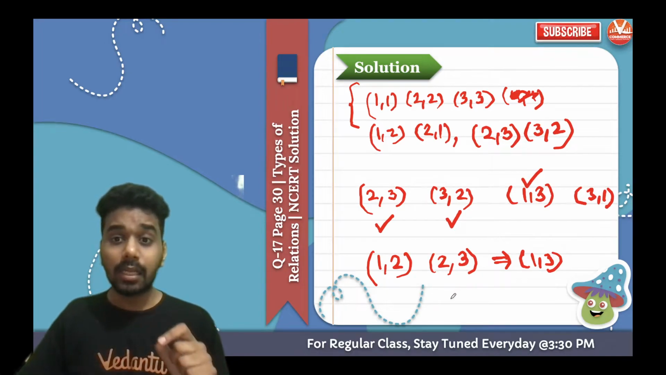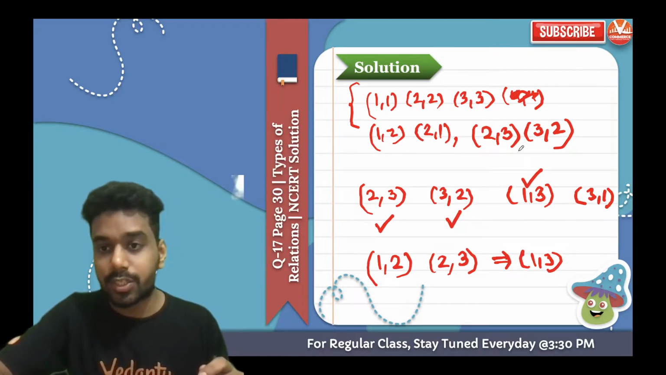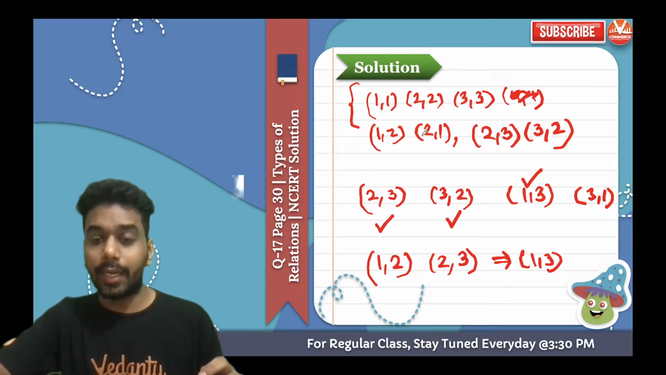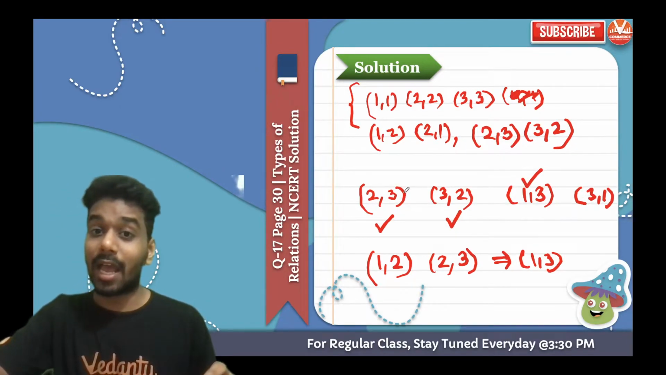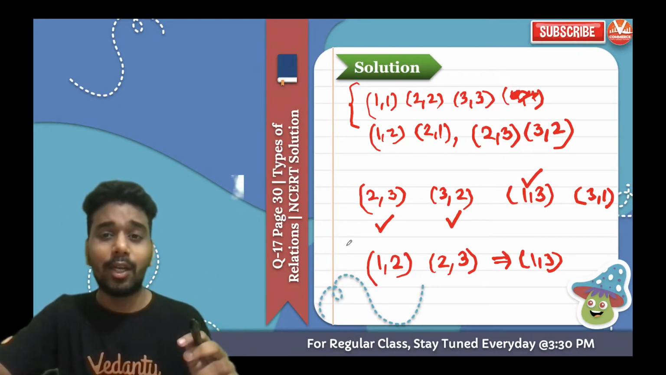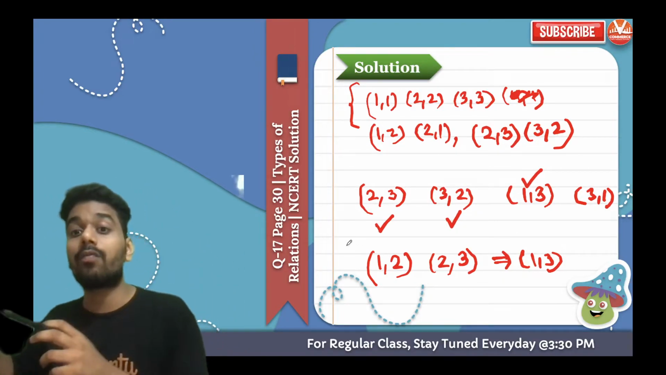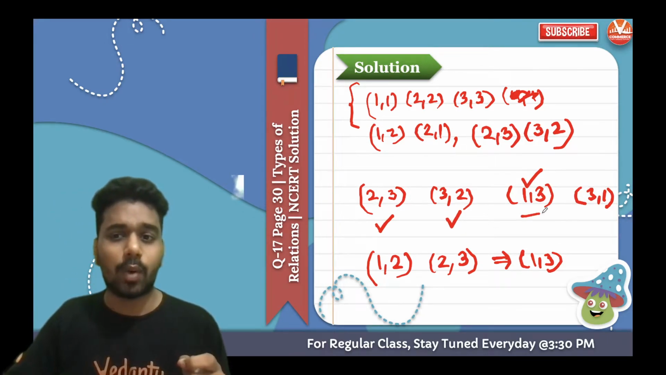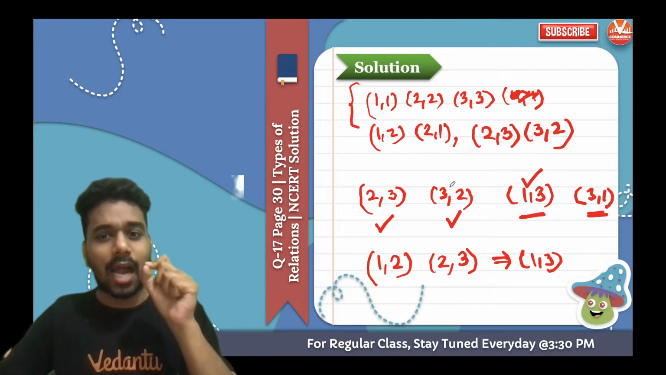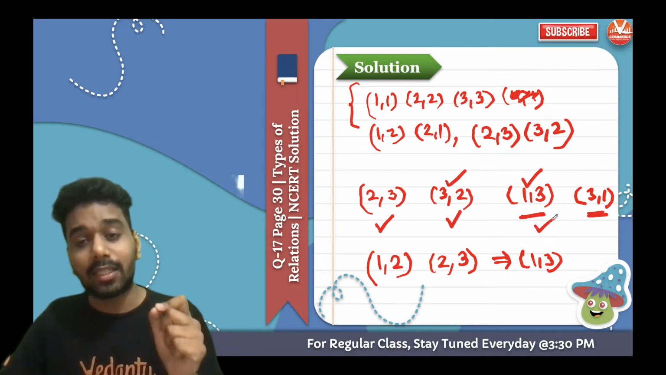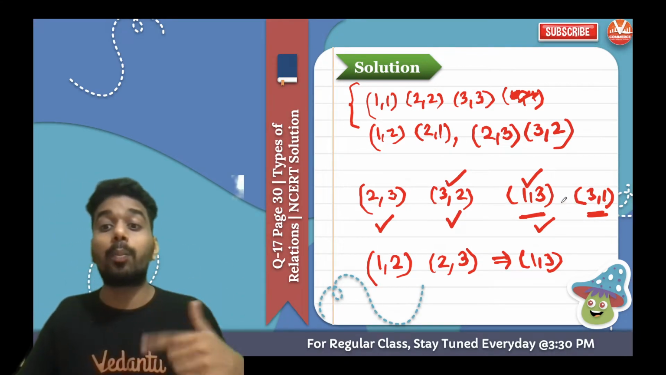Similarly, we must have 1 comma 3. Now take anything which ends with 3. You can take 2 comma 1. 2 comma 1 and 1 comma 3 should give 2 comma 3. So pick anything, one will call for the other, one will ask for the requirement of the other. The question arises, if there is 1 comma 3, there must be 3 comma 1. So if you pick any one of these four ordered pairs, you have to pick them all.